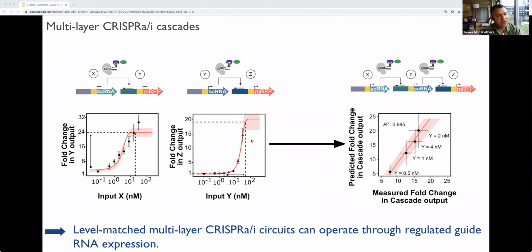If we want to assemble these individual units to build multi-layer circuits, then we need to build these activation and activation-repression cascades by doing level matching between the input and output dynamic ranges between the sequential nodes. What that really means is that we need to be able to match the output transcription levels of an upstream node that encodes an scRNA to the relevant transcriptional input range of a downstream node that encodes another scRNA or sgRNA.